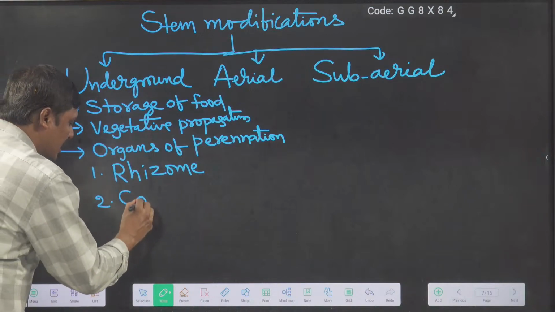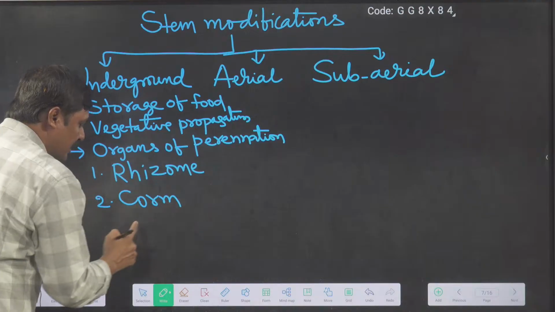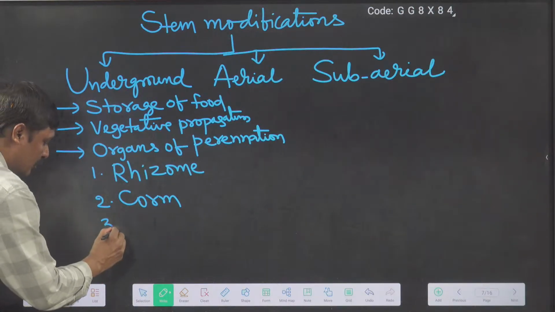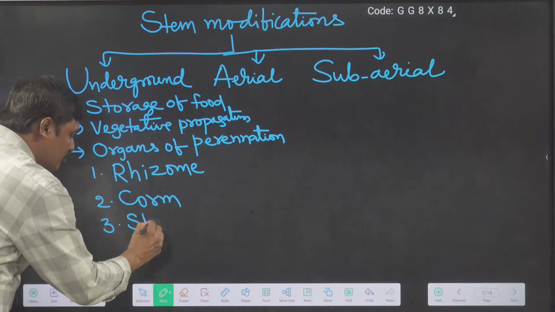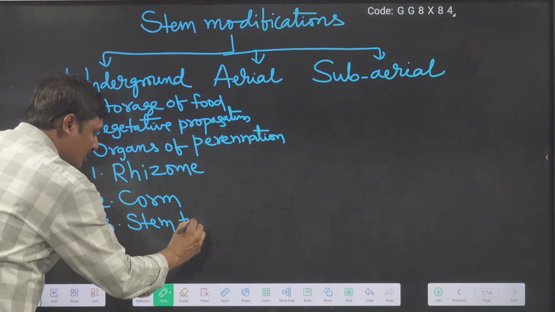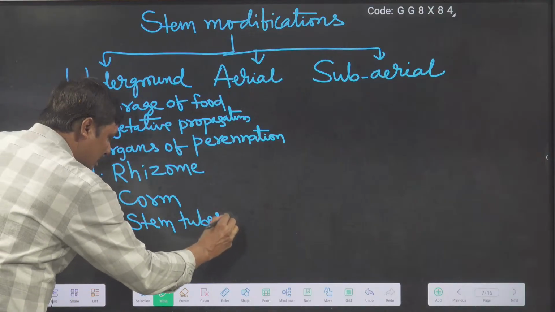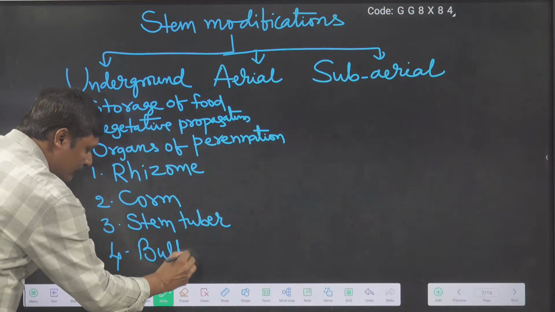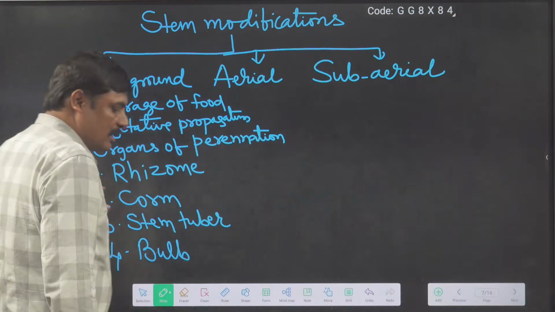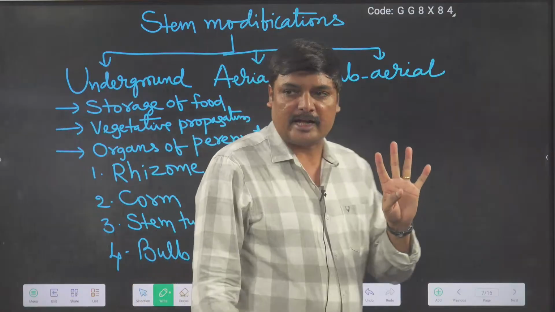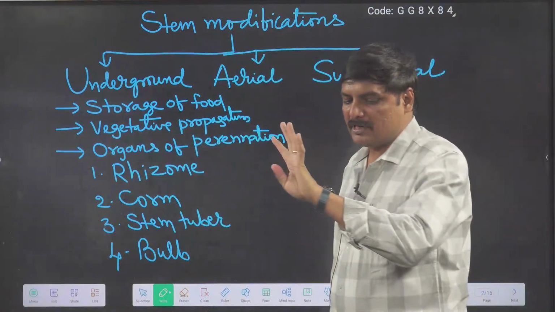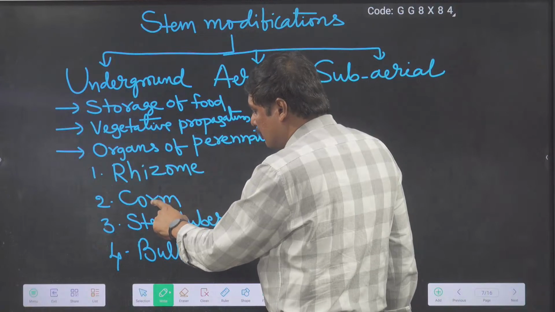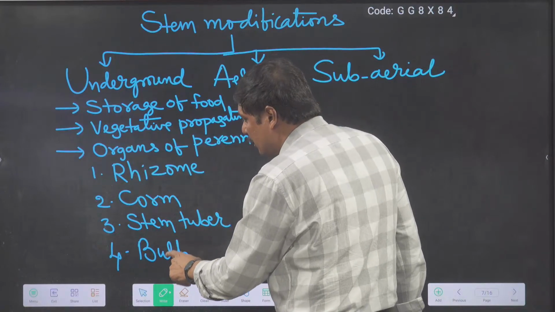Second one is the culm. Vertically growing underground stem is called culm. Third one, stem tuber. And the fourth one is the bulb. So underground stems are of 4 types. The 4 types of underground stems are rhizome, culm, stem tuber, bulb.